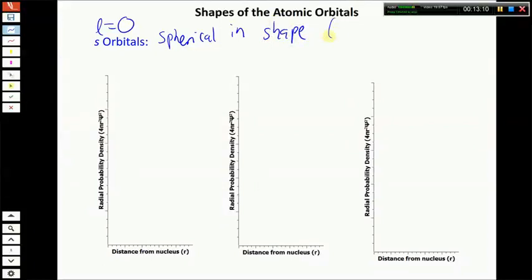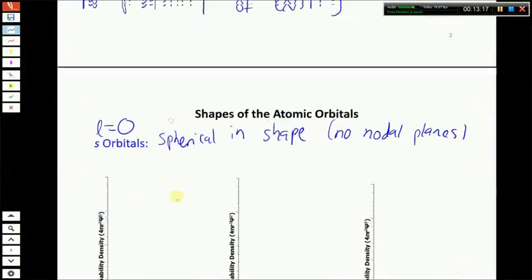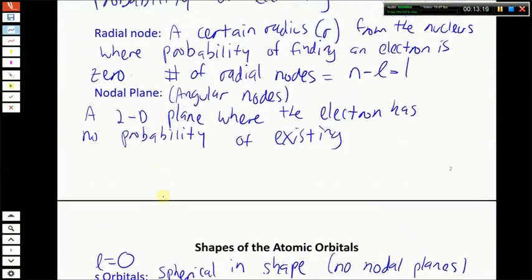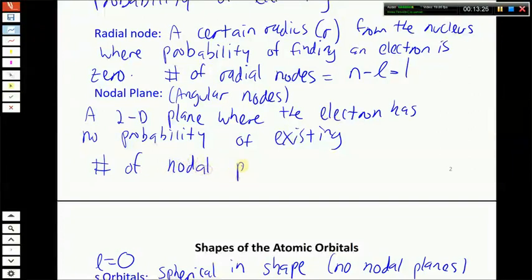And there's no nodal planes. Remember that the number of nodal planes is given by the value of L itself. Did I put that here, or did I forget? I forgot to do that because I was getting ahead of myself. The number of nodal planes is even easier. It's just equal to L.